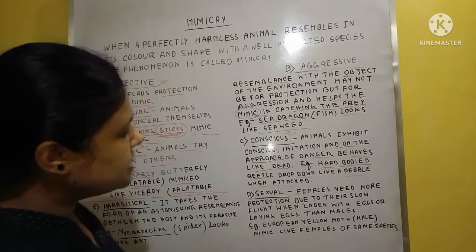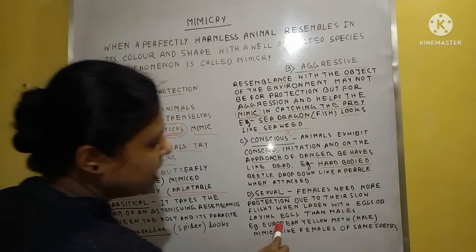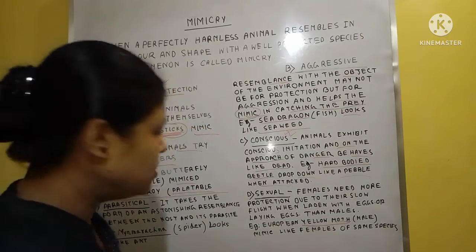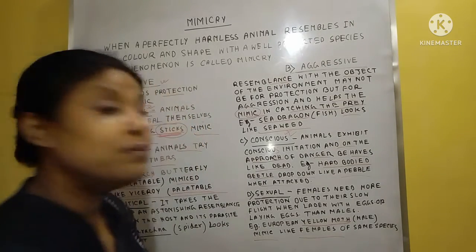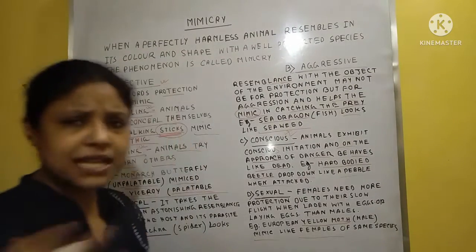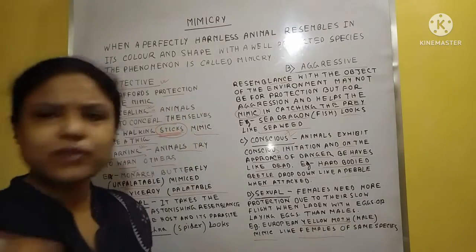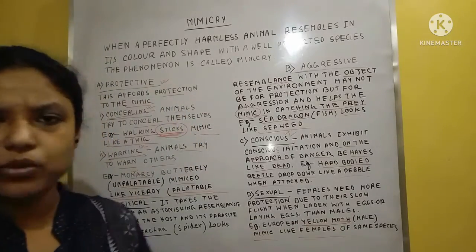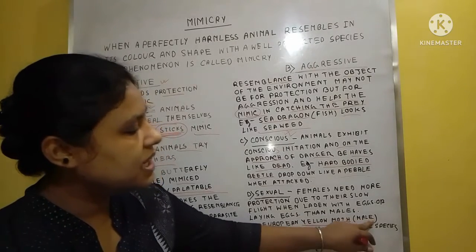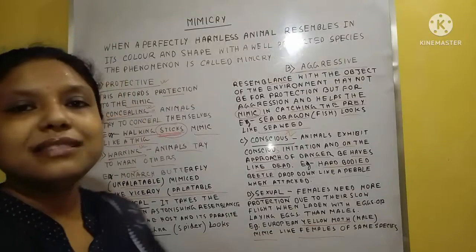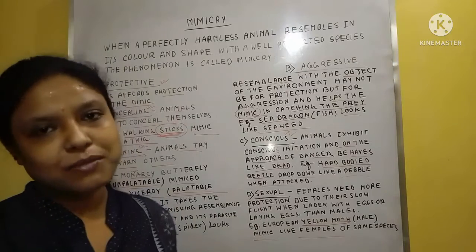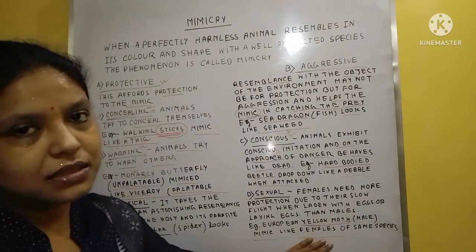Here is an example: some European yellow moth, actually the male moth, mimic the females of the same species. Suppose you take the example of the yellow moth. This is one type of species, and they have both male and female animals. So what happens here? The male individuals look like the female ones, and that's why they try to save the female individuals in the species.